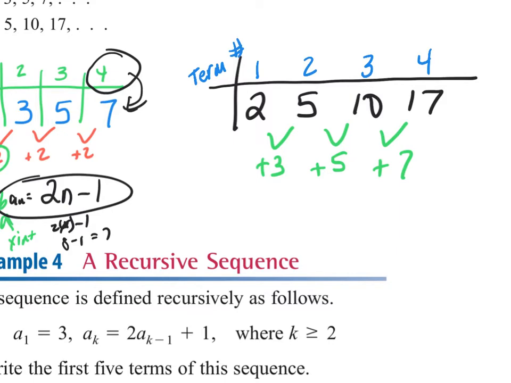So what are we doing in this sequence? You square the term number and then add 1 every time. So the way that you would write that is you would write n as our term number, so n squared plus 1.